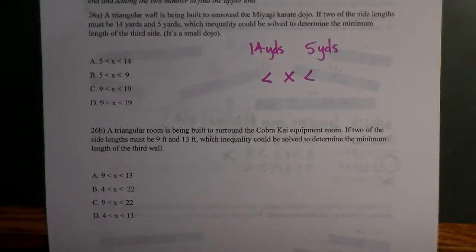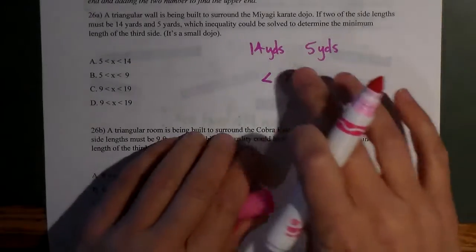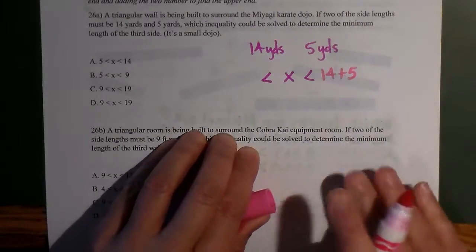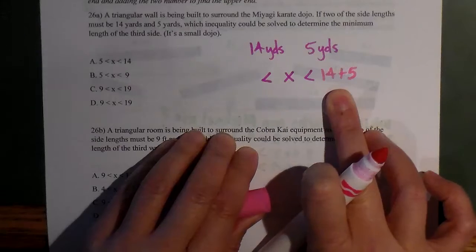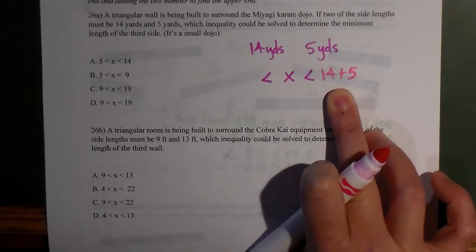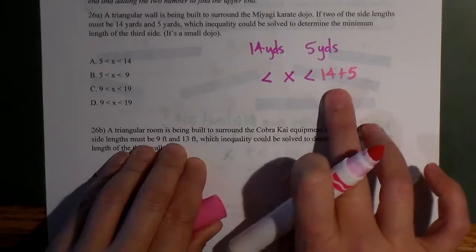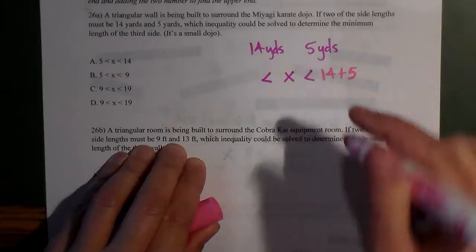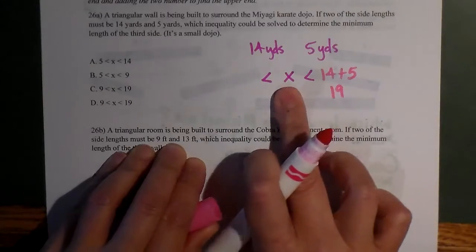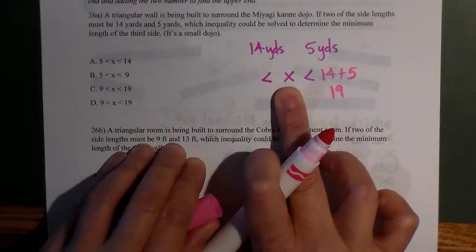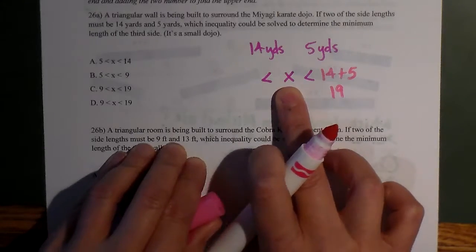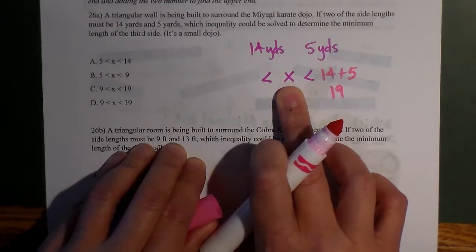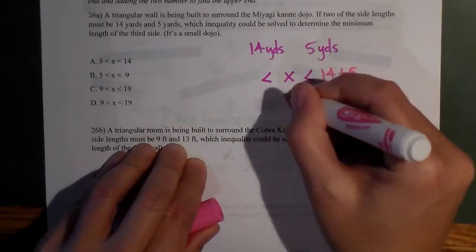So to find the top of the possible lengths, you're going to add these two together. So I'm going to add 14 plus 5. And my length has to be less than that. Why? Well, remember in the triangle inequality theorem, the third side cannot be equal to or larger than the sum of the other two sides. So 14 plus 5, for example, is 19. That means that third side has to be smaller than 19. If it's 19 or larger, then these two sides don't add up to something larger than that third side. So that's the top of the range.